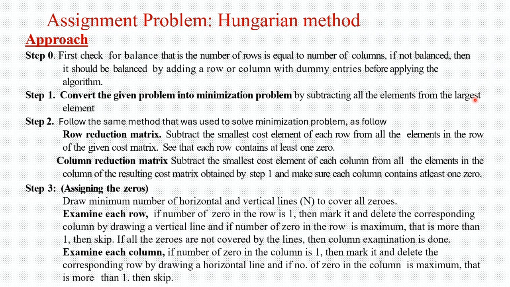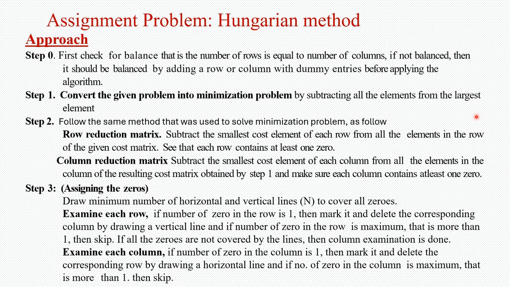Step 2. Follow the same method that was used to solve the minimization problem, as follows. Row reduction matrix: subtract the smallest cost element of each row from all the elements in the row of the given cost matrix. See that each row contains at least one zero. Column reduction matrix: subtract the smallest cost element of each column from all the elements in the column of the resulting cost matrix obtained by the previous step, and make sure each column contains at least one zero.